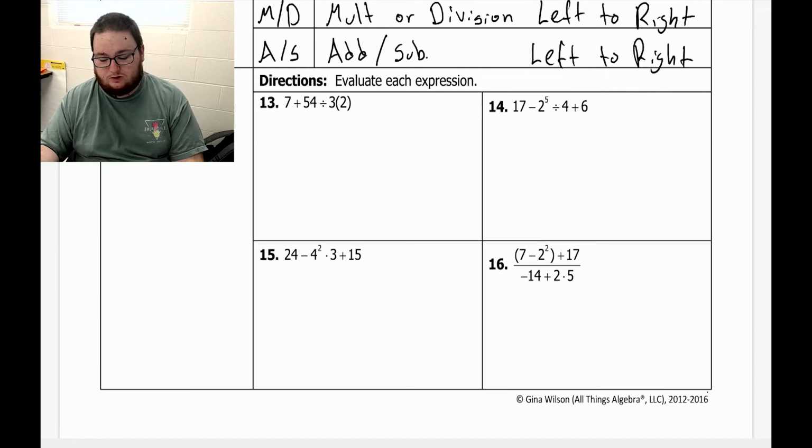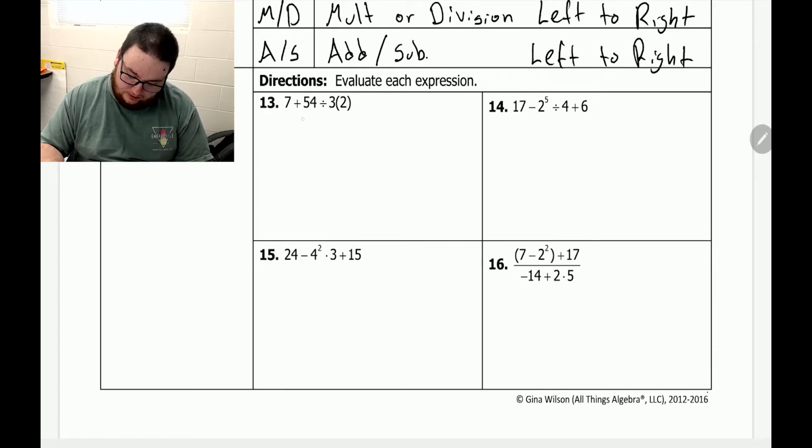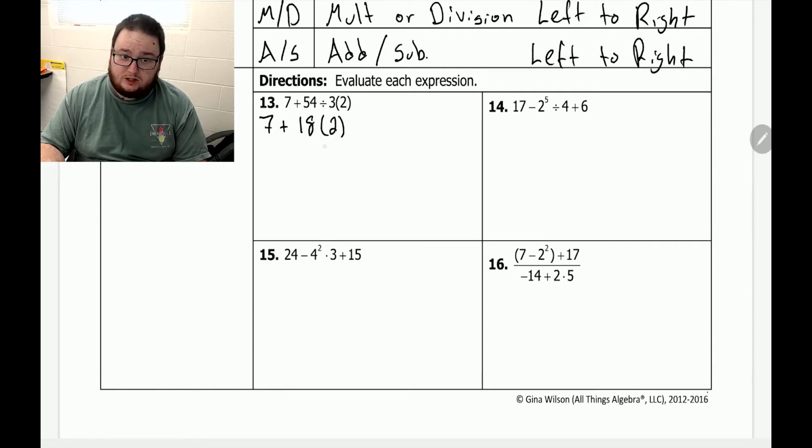Now we work on multiplication or division, and we start from left to right. So going from left to right, we have 7 plus 54 divided by 3, and that's the first thing we do. So what's 54 divided by 3? You should find that it's 18, and then we have the parentheses and 2. The next step, we're still on multiplication and division. So we're going to go over that again. So we have 7 plus, this time we have 18 multiplied by 2. Well, 18 multiplied by 2 gives us 36.